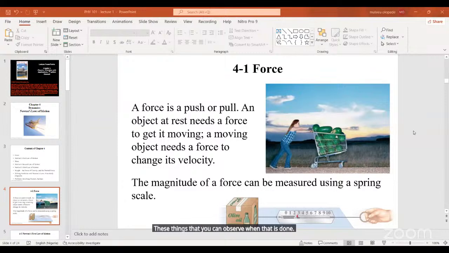Now, the magnitude of the force you are applying can be measured using the spring balance.